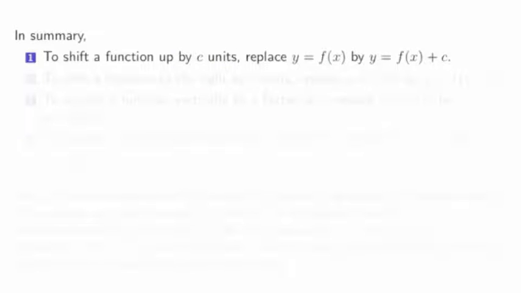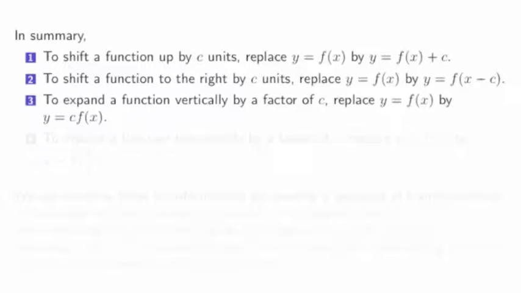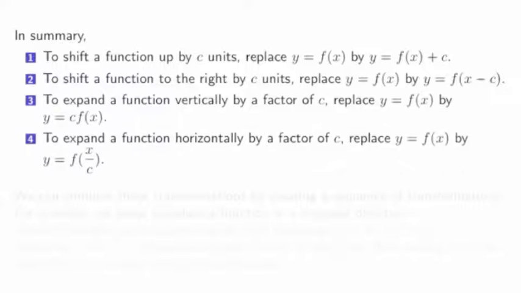In summary, to shift the function up by c units, replace y equals f of x by y equals f of x plus c. To shift it to the right by c units, replace that x by x minus c, so that y equals f of x is replaced by y equals f of x minus c. To expand a function vertically by a factor of c, merely multiply on the outside by c. To expand a function horizontally by a factor of c, replace y equals f of x by y equals f of x divided by c, replacing x on the inside by x divided by c.